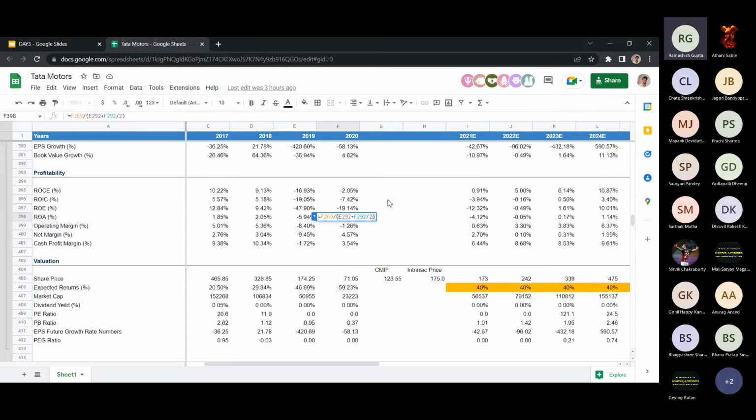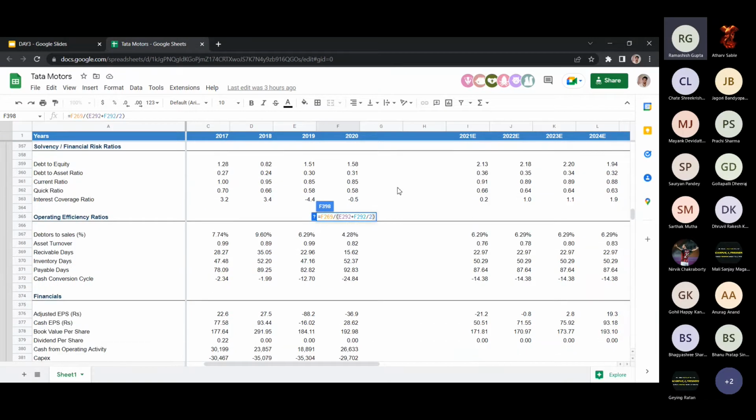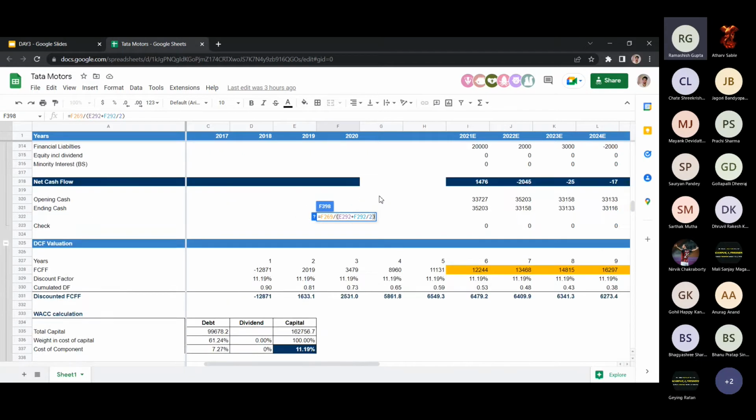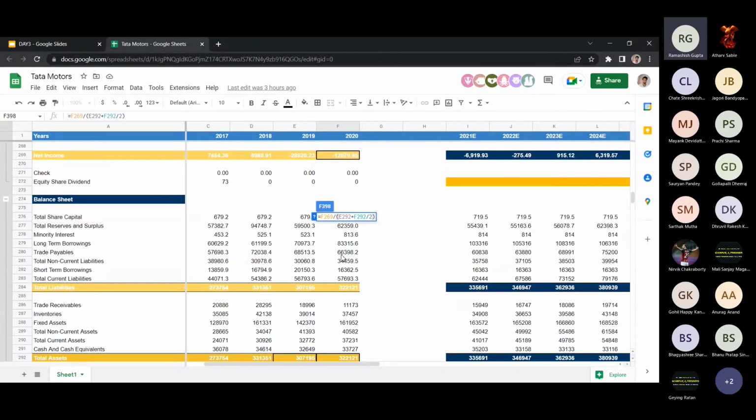Next is return on assets. For this, we take the average of the assets of 2 years. So just see, we have taken the average of the assets of the past 2 years, and we will divide the net income of the current year, for which we are calculating, by the average of assets.